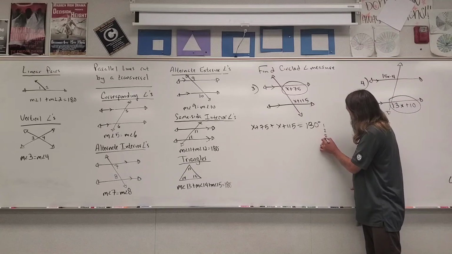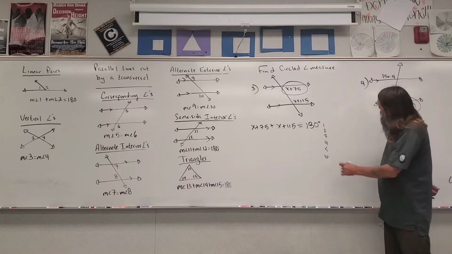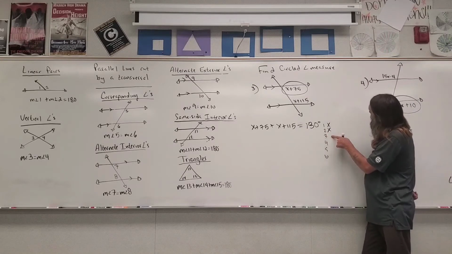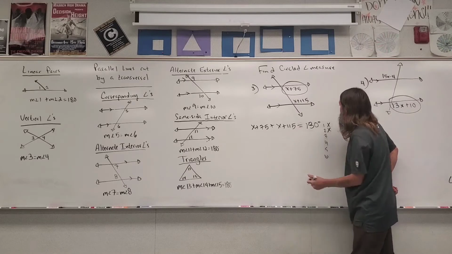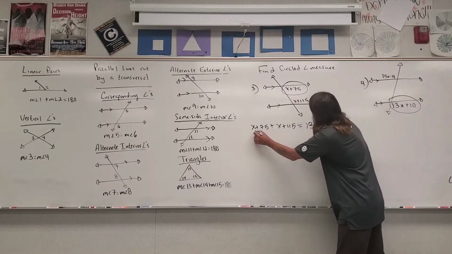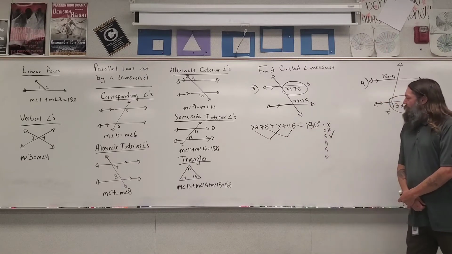1, 2, 3, 4, 5, and 6. Okay, I can count. Can I eliminate a fraction? No, I cannot. Can I distribute? No, I cannot. Can I combine like terms on each side of the equal sign? Are there any numbers I can put together over here? And there are actually 2 pairs of numbers I can put together. My x to my x, and 75 and 115.